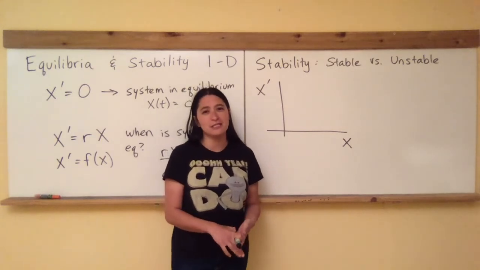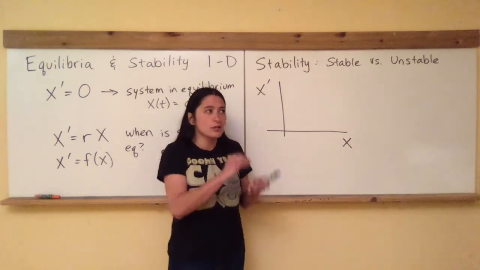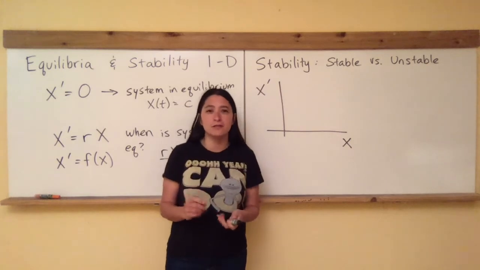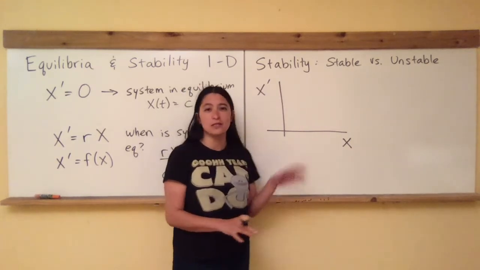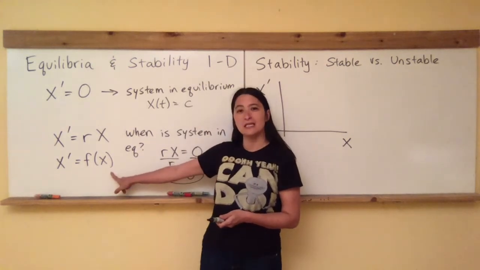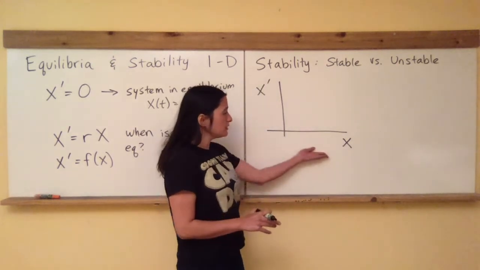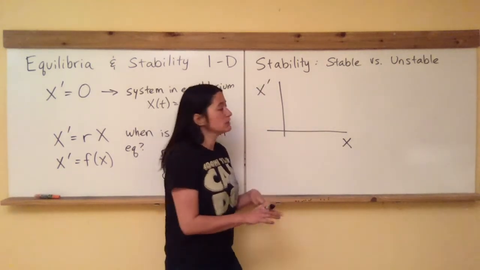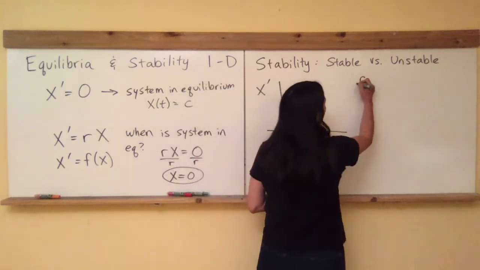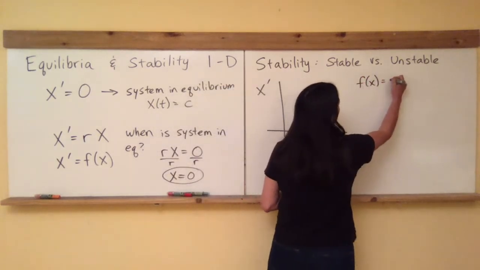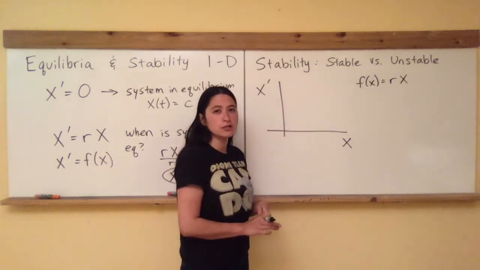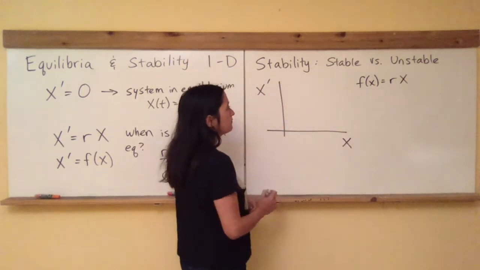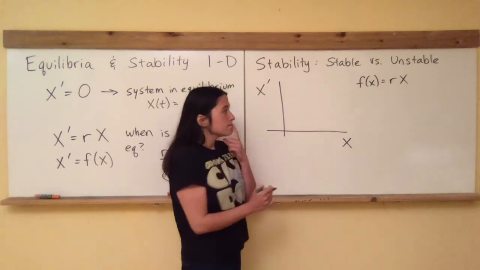So in 2 dimensions, this is analogous to looking at all the arrows of a vector field, but in 1 dimension, we actually get to graph exactly what the function f of x is, comparing it with the state value x. Okay, so for our example right now of exponential growth, where the rate of change is directly proportional to current state, we're going to graph the function rx.